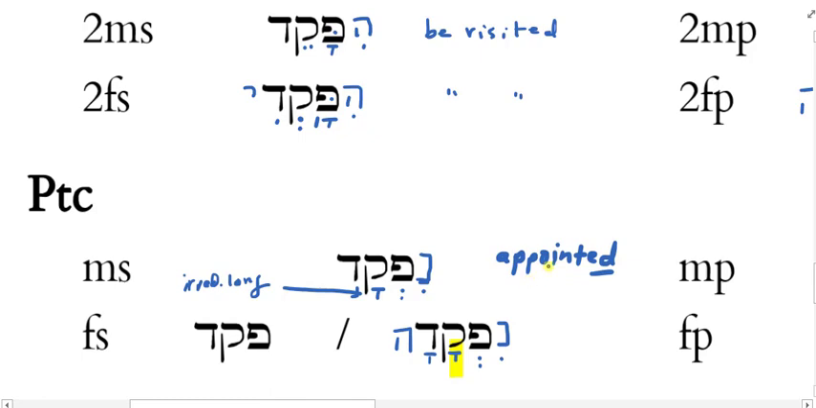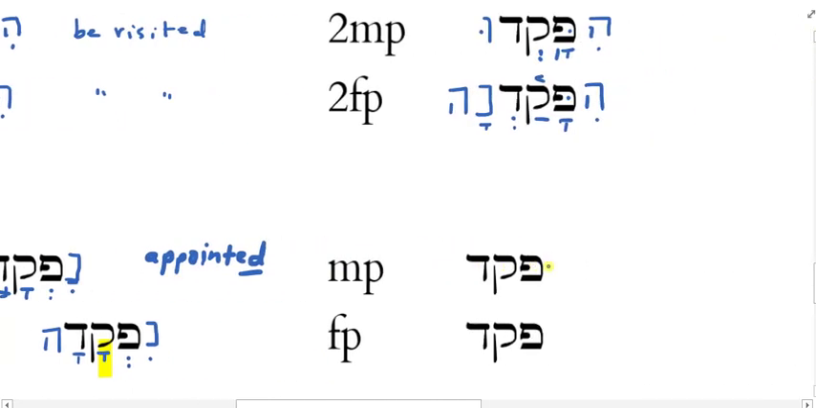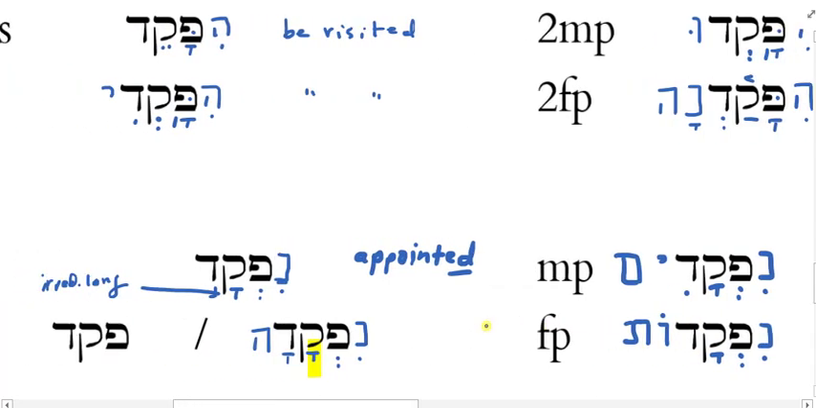Okay. Anyhow, the masculine plural form, nifkad, becomes nifkadim. Okay? And I don't reduce the kamets. And the feminine plural is nifkadot. Right? And again, I do not ever reduce the kamets. It's irreducibly long. Alrighty.